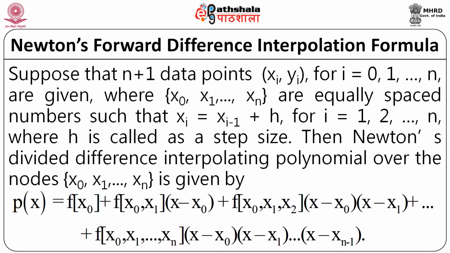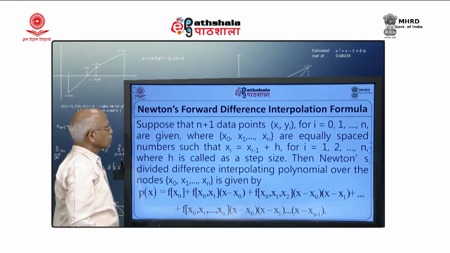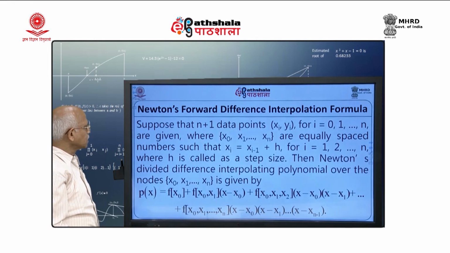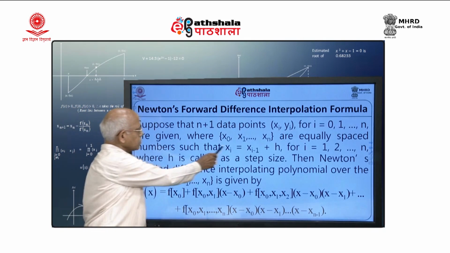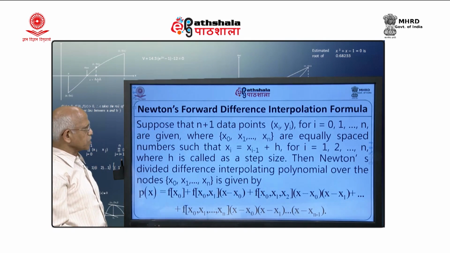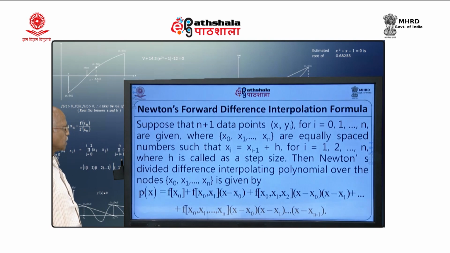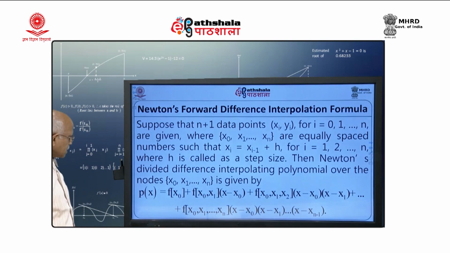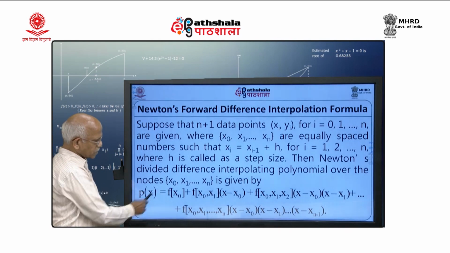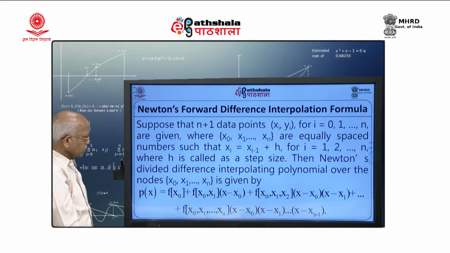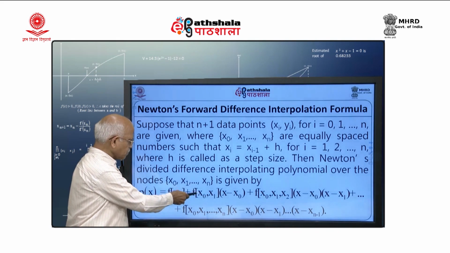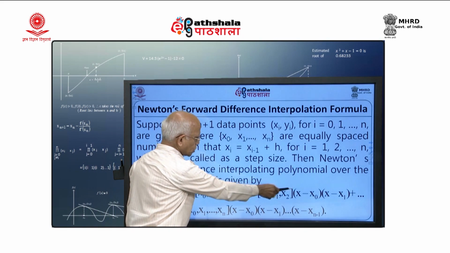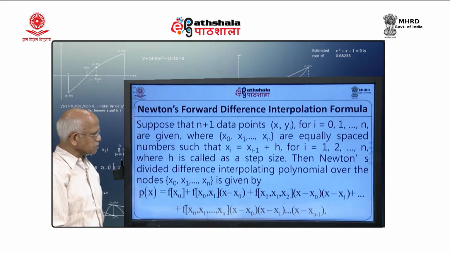So, suppose that n plus 1 data points x i, y i are given, where they are all equally spaced numbers, such that x i is equal to x i minus 1 plus h. So, with h as a step size for i equal to 1, 2, 3 up to n, then Newton's divided difference interpolating polynomial over the given nodes x 0, x 1, x 2, up to x n is given by p x equal to, this is known already, we already derived this in module 3, f x 0 plus f of x 0 x 1 into x minus x 0, plus f of x 0 x 1 x 2 into x minus x 0 into x minus x 1 and so on.